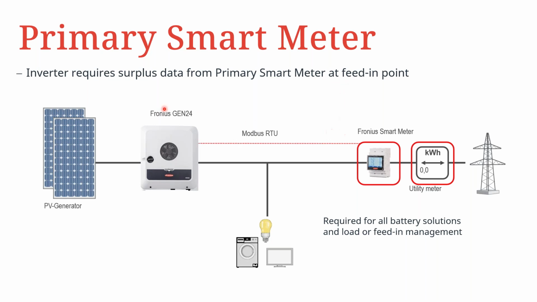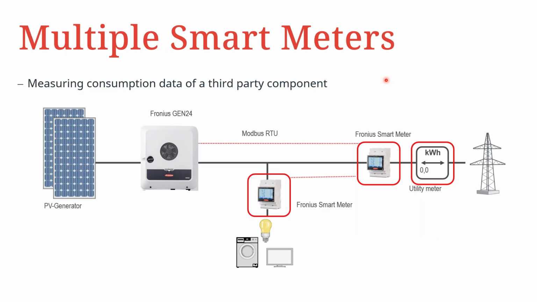So for this kind of connection, this smart meter would give the inverter surplus data in terms of what the power flows or the energy flows happening at the feeding point. And a primary smart meter, in this case at the feeding point, would be required, for example, for all battery solutions and load or feeding management applications that you might want to do.